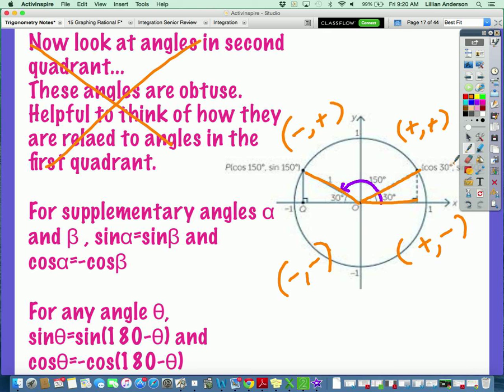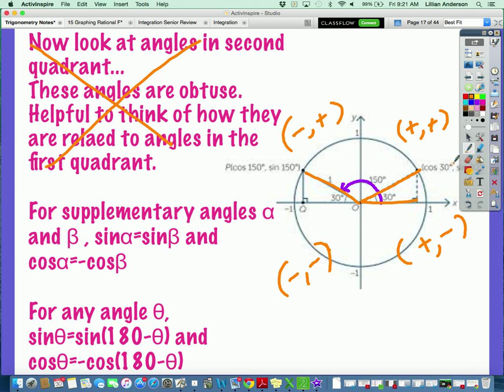So for any angle theta, the sine of theta is equal to the sine of 180 degrees minus theta, and the cosine of theta is equal to negative cosine of 180 minus theta. This right here is called an identity. If you were in pre-calculus, you did a lot with identities, yes? Like double angle, half angle, Pythagorean, I think another one. Sum and difference identities. You guys remember those? If you haven't taken pre-calculus, do not worry. You don't have to worry about those extra ones, okay?